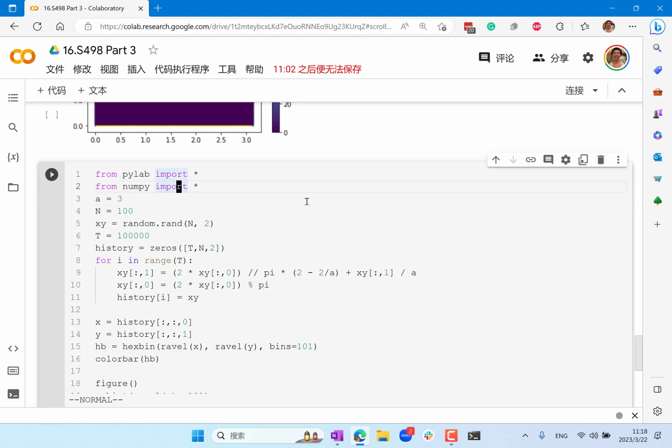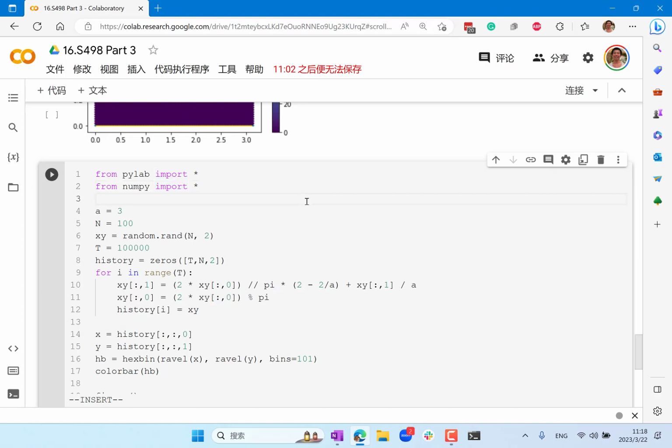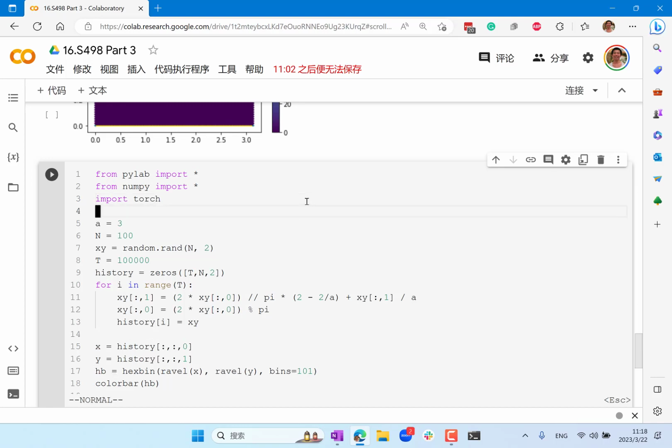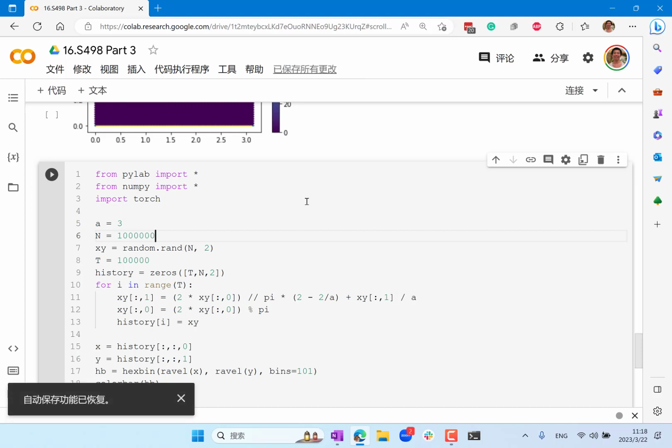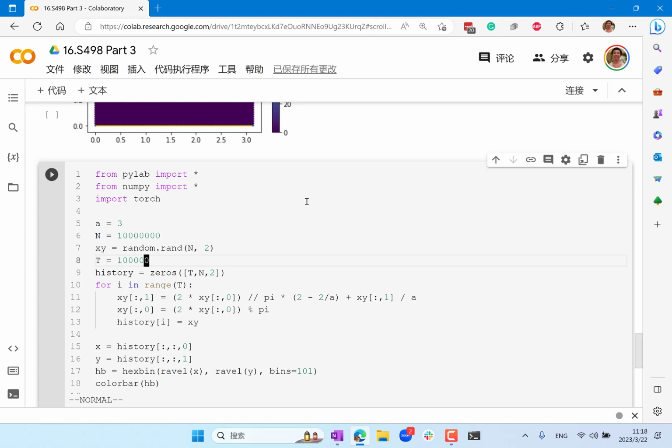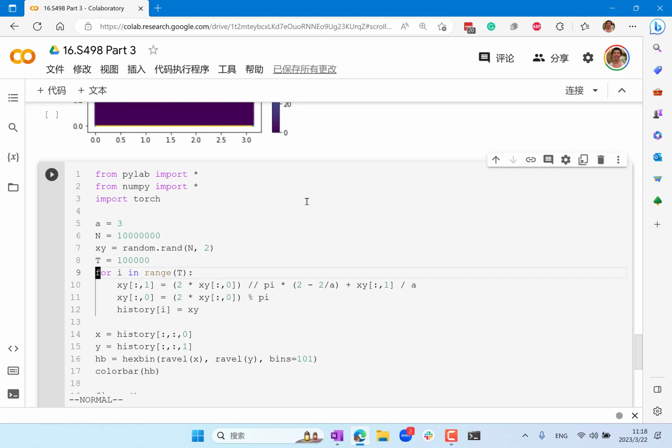Now instead of using NumPy, I'm actually going to import PyTorch. The reason I'm using PyTorch is I want to do this in GPU. That's going to do things a lot faster when you want to simulate a lot of points. So let's just make 10 million initial trajectories, and we'll randomize it.